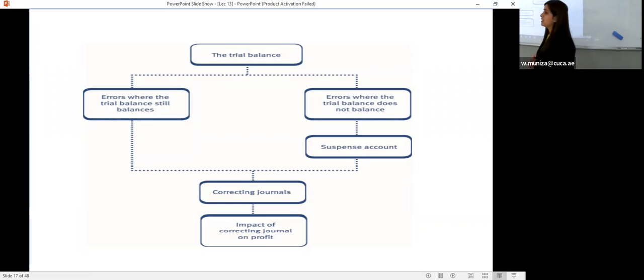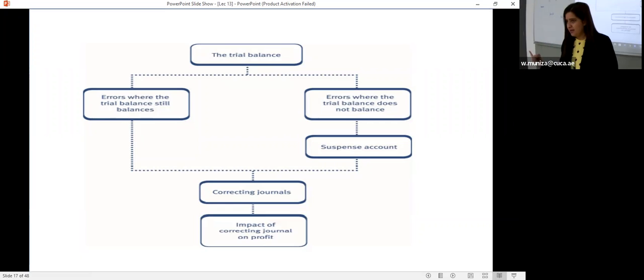So as we have discussed in the accounting cycle, first we prepare books of prime entry, then ledger accounts, then trial balance. After making the trial balance, if there are any errors, adjustments are going to be made, and then financial statements are going to be made.